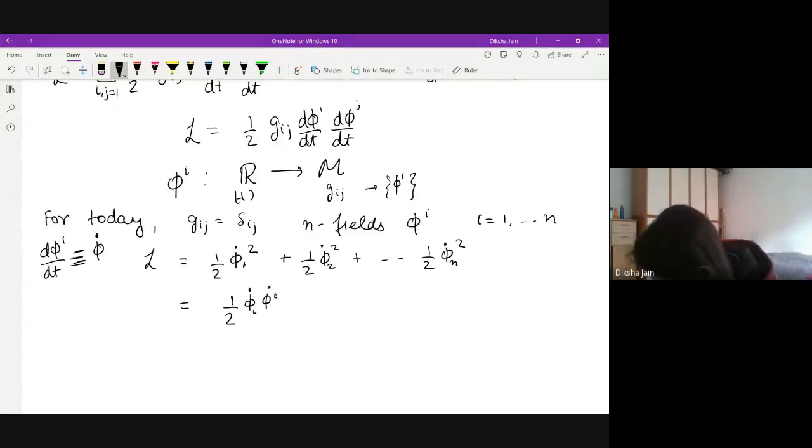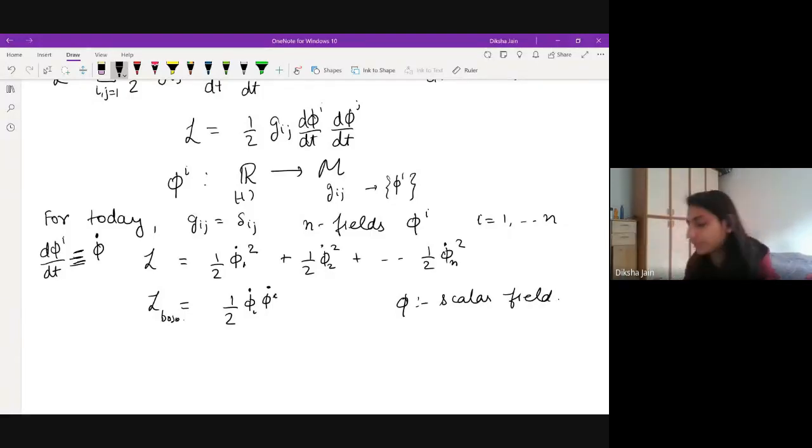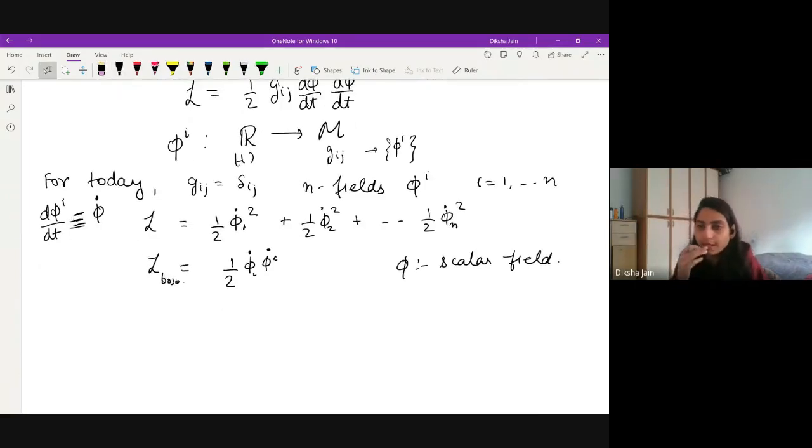This means there is a sum over I. So this is my bosonic Lagrangian, because phi, I'm considering it as a scalar field. What do you mean by a scalar field? Scalar field means under the Lorentz transformation, it is invariant. So any field, you characterize it as scalar field, spinor field, spin half field, spin 1 field, spin 2 field, depending on how it transforms under Lorentz transformations. So if my field is invariant under Lorentz transformation, it's a scalar field. So this is my bosonic Lagrangian, half phi I square.